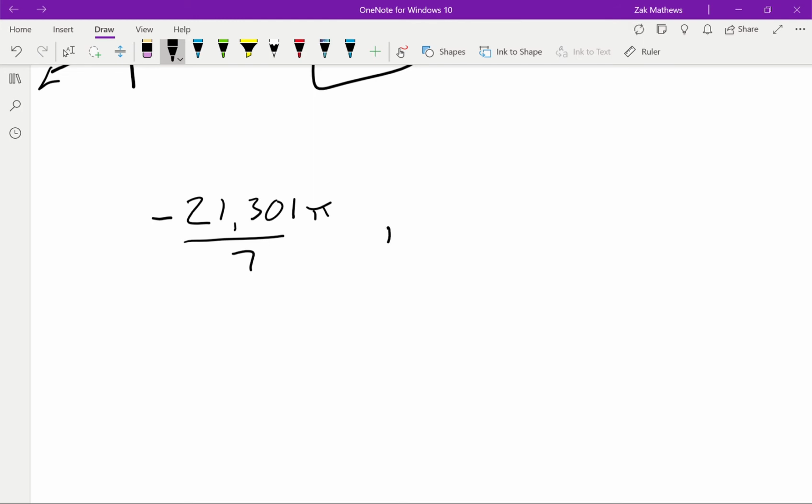So I'm going to add 2 pi. I'm going to do it a bunch of times over. How many times? Well, to figure that out, we're going to divide. So I'm going to start by dividing this number by 2 pi, and I need a common denominator, 14 pi over 7. So I'm going to take negative 21,301 and divide it by 14. And let's see what we get.